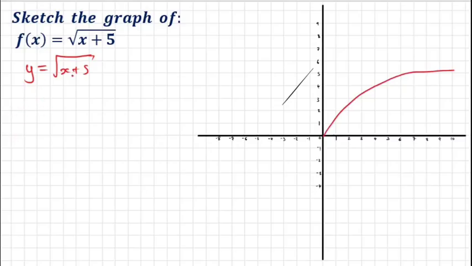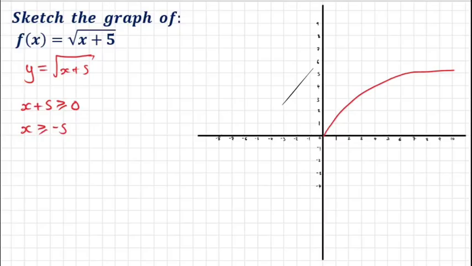A square root, we know that you cannot have a negative number in a square root. Inside the square root, you should only have a positive number or 0. So the domain of a square root is that whatever is inside the square root should be greater than or equals to 0. If that's the case, it means that x is greater than or equals to negative 5, because this 5 goes that side.